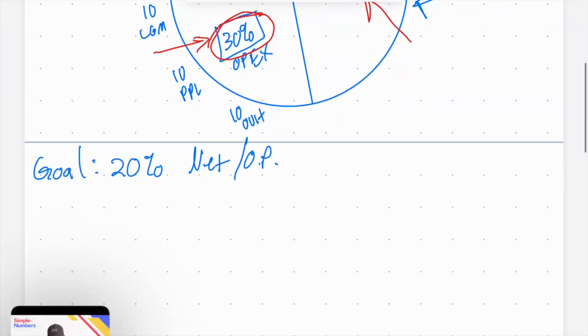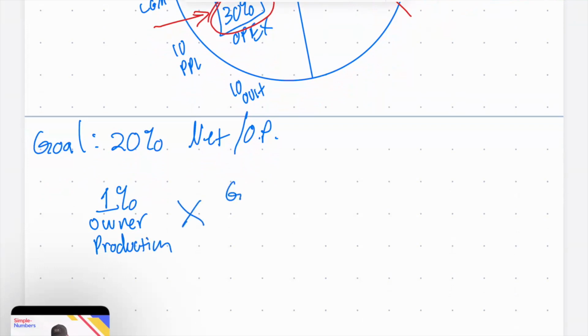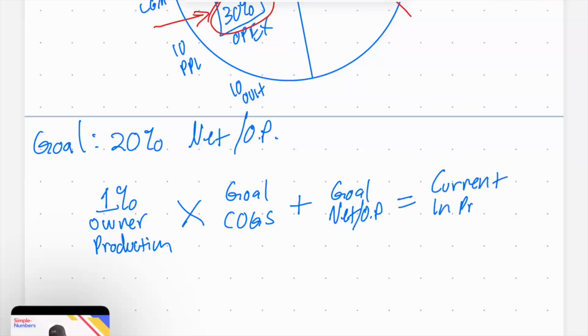So while you're in production, there's a formula we need to use. Here's what it is. For every 1% of owner production, and I'll tell you what that means in a minute, we're going to multiply that times the goal cost of goods sold, and then we're going to add that to the goal net profit and owner pay. That will equal our current in-production net profit goal.